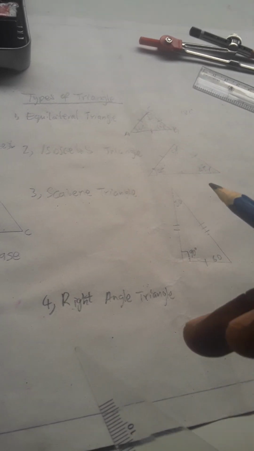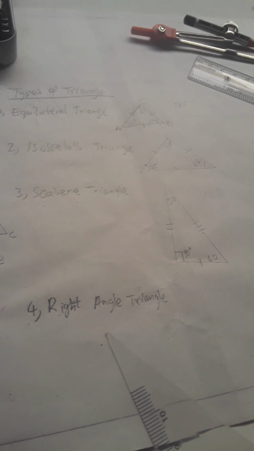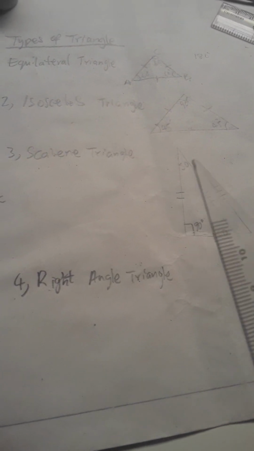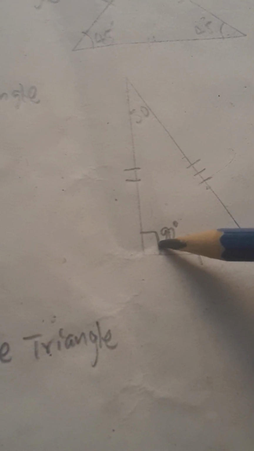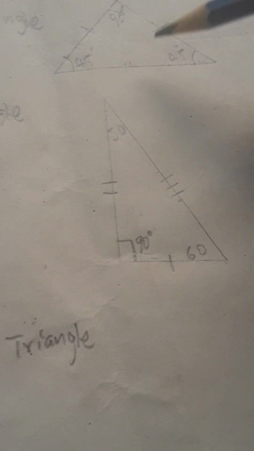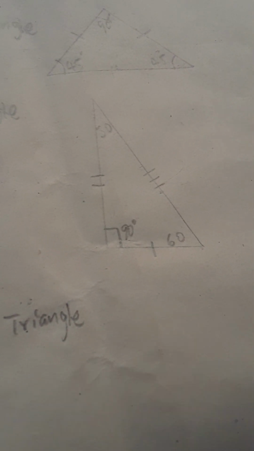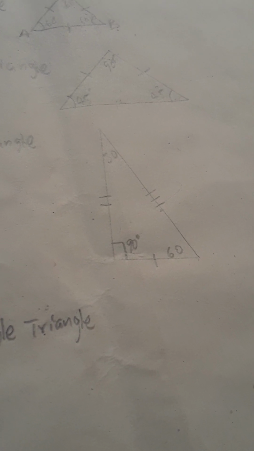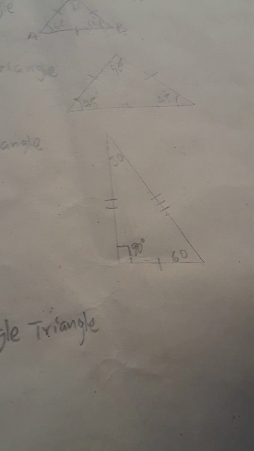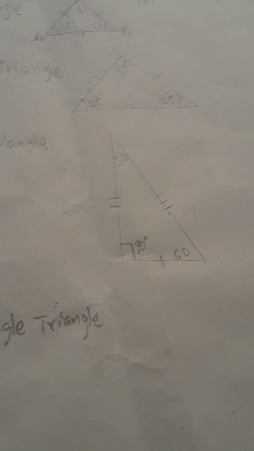So what gives them the name right angle is that 90 degrees, because one of the angles is 90 degrees. For instance, this is 90, this is also 90, but they are different triangles. So what makes a right angle triangle? A right angle triangle has one of its angles equal to 90 degrees.